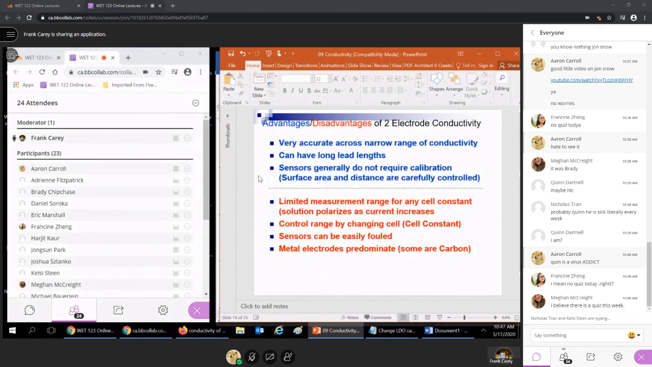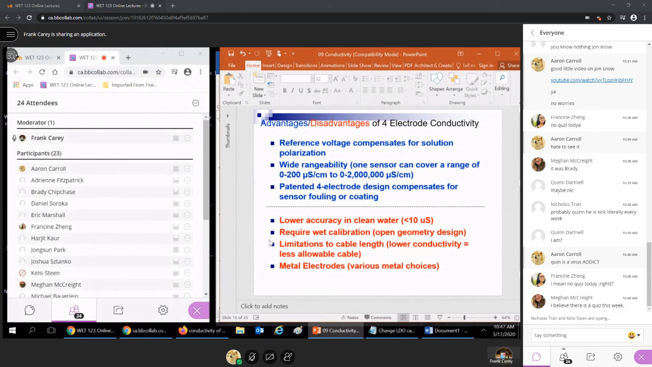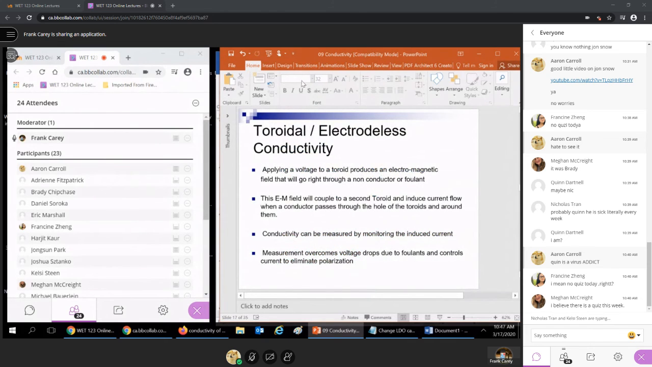Oh darn! I only have 3 more minutes. I got to hurry up. There's also 4 electrode conductivity. So you actually have 4 individual probes. Advantages and disadvantages: not as good on the lower end, but more stable with your measurements. So if you have changing conductivity, yeah. Again, know where these advantages and disadvantages are.